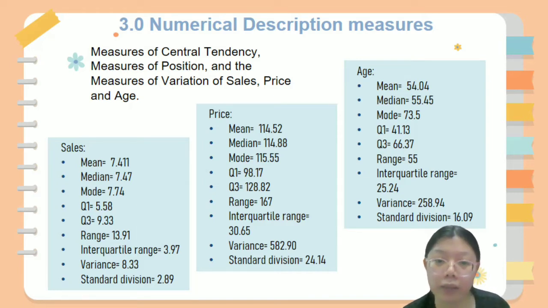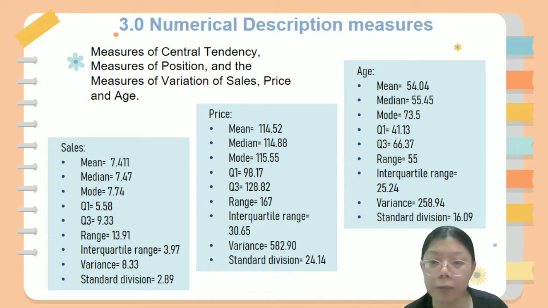Price, mean is 114.52, median 114.88, mode 115.55, Q1 98.17, Q3 128.82, range 167, interquartile range 30.65, variance 582.90, standard deviation 24.14, and the last is age.